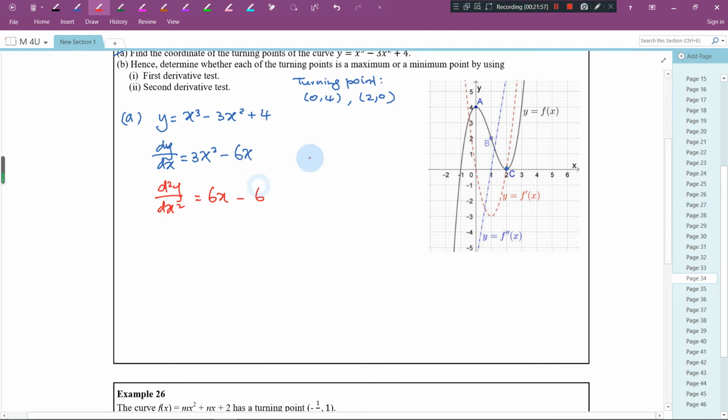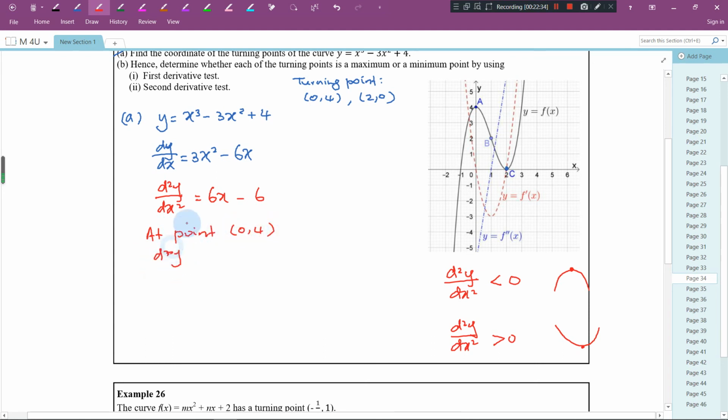Now, I hope that you still remember this: d2y dx squared less than 0 means a maximum point. In this case, d2y dx squared greater than 0 means a minimum point. Okay, now we are going to use this to test whether this turning point is a maximum point or minimum point, at point 0,4.